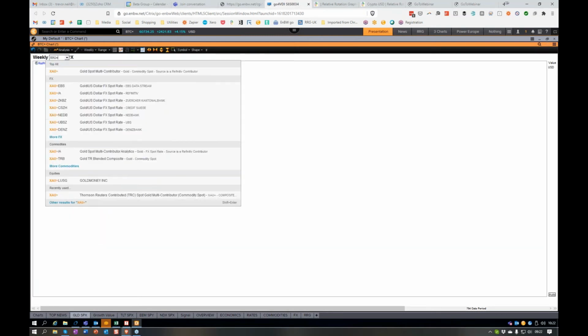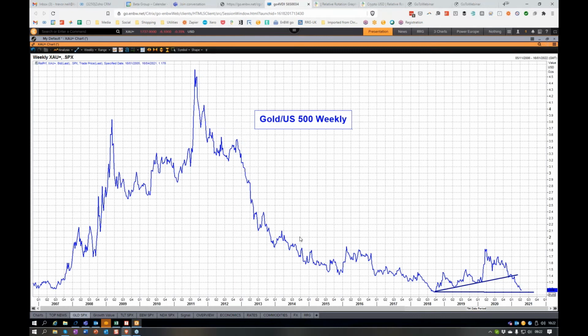I want to show you something important here. This is gold versus the S&P. I show you this chart every once in a while, the important times. We talked about it here. Here it held. Here it didn't hold, and this started that leg of great weakness in gold. But it's coming back now to support.